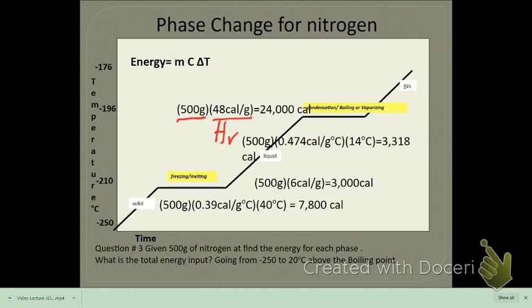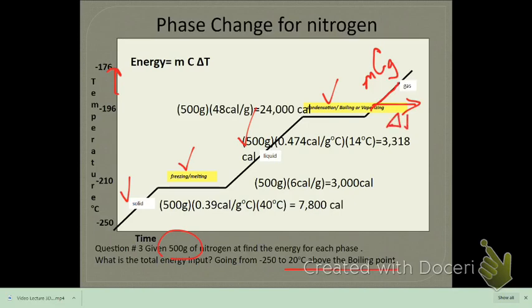And lastly, now that I've done all of these, I've heated the solid, I've melted the solid, I've heated the liquid, I've boiled the liquid. Now I have to heat my gas 20 degrees higher than the boiling point. Since this is being heated up, there is a temperature change occurring here, as well as energy. This is my mass of 500 times the specific heat of nitrogen as a gas times my delta T. What's my delta T? It tells me that it's 20 degrees above the boiling point. So my delta T is going to be equal to 20 degrees.